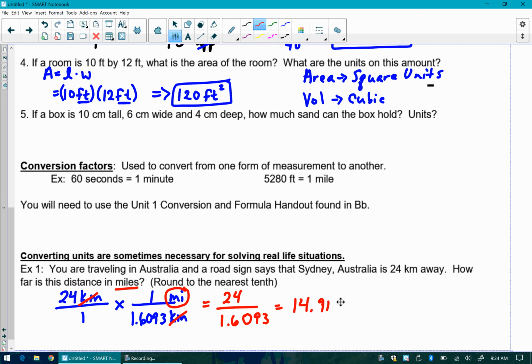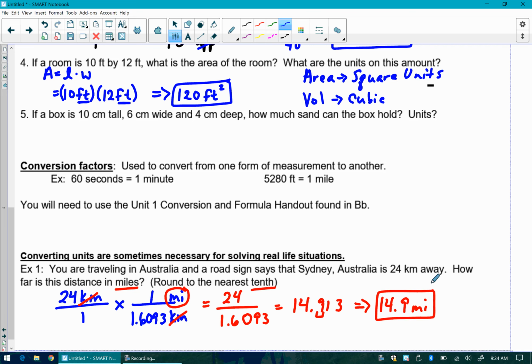14.913. I'm just going to take it out a little bit further because I want to talk just a minute about rounding. This problem tells you here to round to the nearest tenth. The tenths place is the first number after the decimal, and then you look to the number behind that to tell you what to do. If this number behind it is 5 or more, you round up. Since our number back here is a 1, that tells me to keep my 9. So my final answer here then would be 14.9 miles. Final answer.